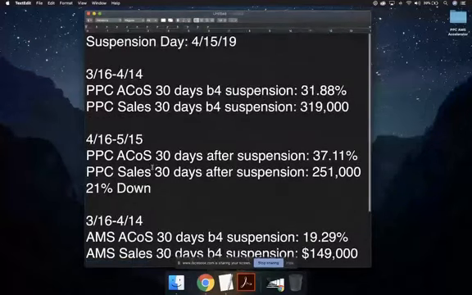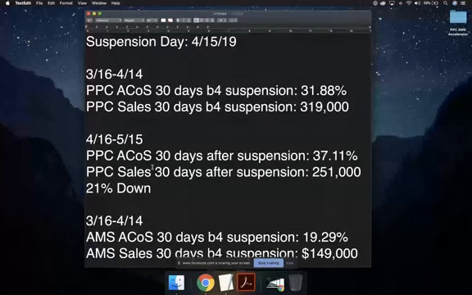And so my question is, has anybody dealt with a suspension recently and been able to get the account back to where it was before the suspension? If so, what were the strategies and tactics that you used? That would help out a lot. You can either send me a direct message or put it in the comments. But I just wanted to share this with you guys.